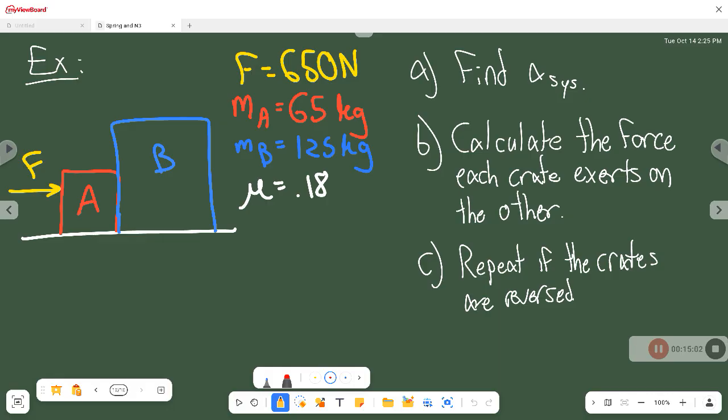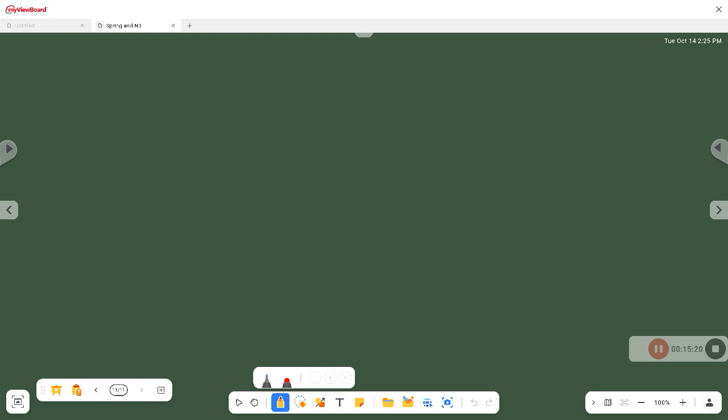Over on the right, we have our goals, what we're trying to solve for. We are going to try and find the acceleration of the system. We are going to try and calculate the force each crate exerts on the other. And we are going to repeat that process, but reverse the crates. Okay, so before we get to any of that, let's start by looking at the free body diagrams.